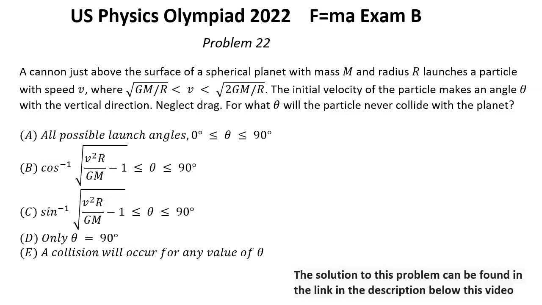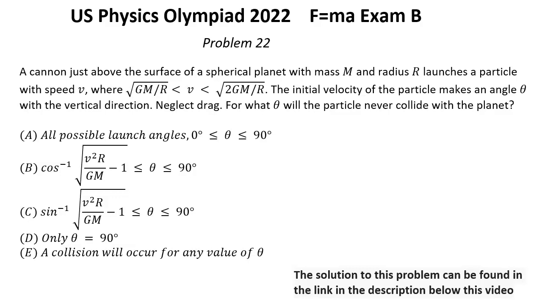Problem number 22. A cannon just above the surface of a spherical planet with mass m and radius r launches a particle with speed v, where v is greater than the square root of gm over r and less than the square root of 2gm over r. The initial velocity of the particle makes an angle theta with the vertical direction. Neglect drag. For what theta will the particle never collide with the planet?